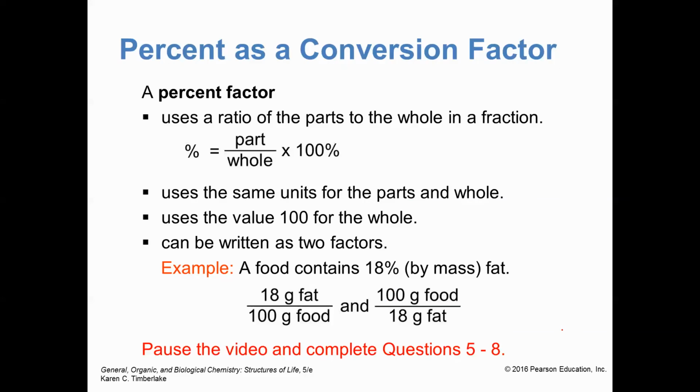We can also use percent as a conversion factor. Percents are ratios, essentially, where we have a part over a whole. And they give the example here, if a food contains 18% by mass of fat, we can write 2 different conversion factors for that. So that means that we can write that there's 18 grams of fat for every 100 grams of food, or 100 grams of food for every 18 grams of fat. We just have to take the appropriate one to cancel the units we want to get rid of and end up with the units that we want.